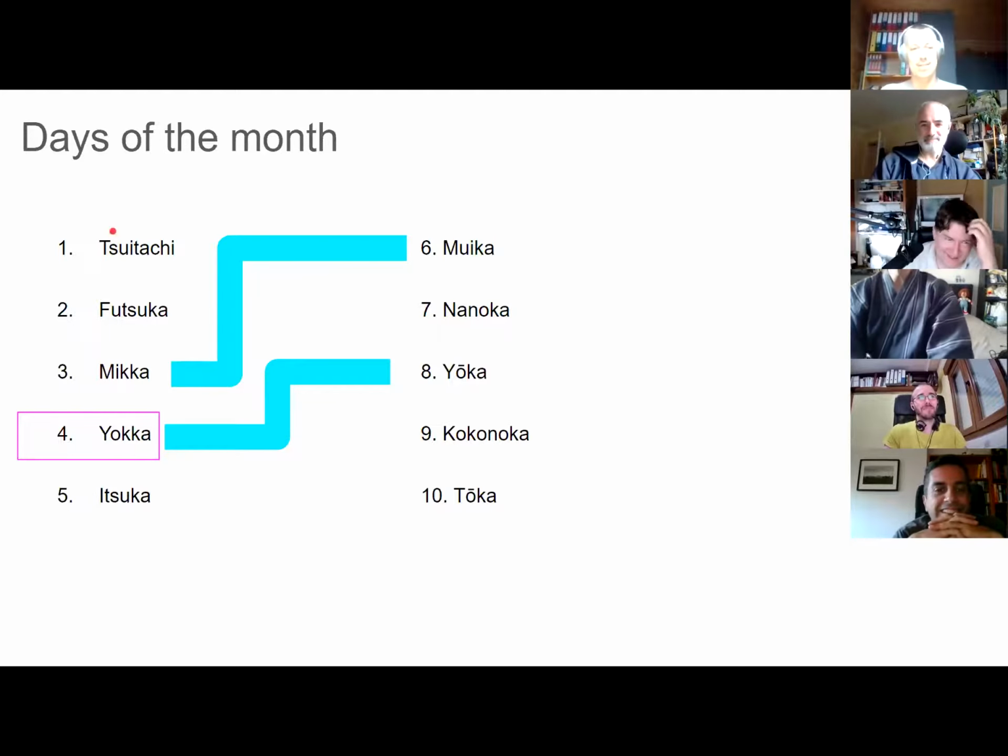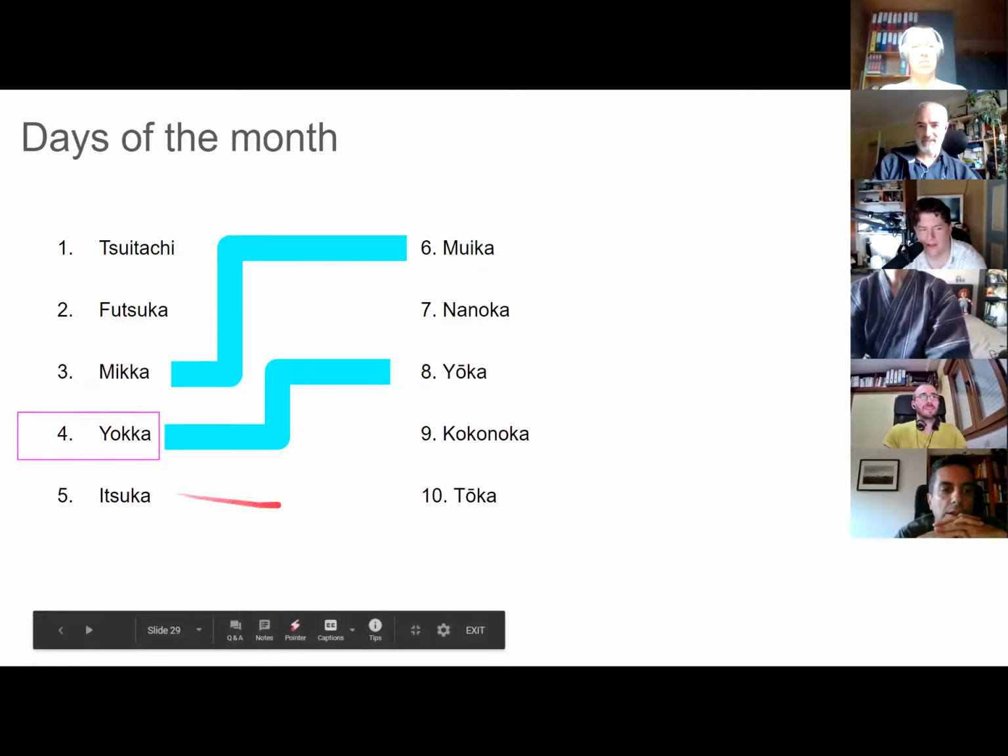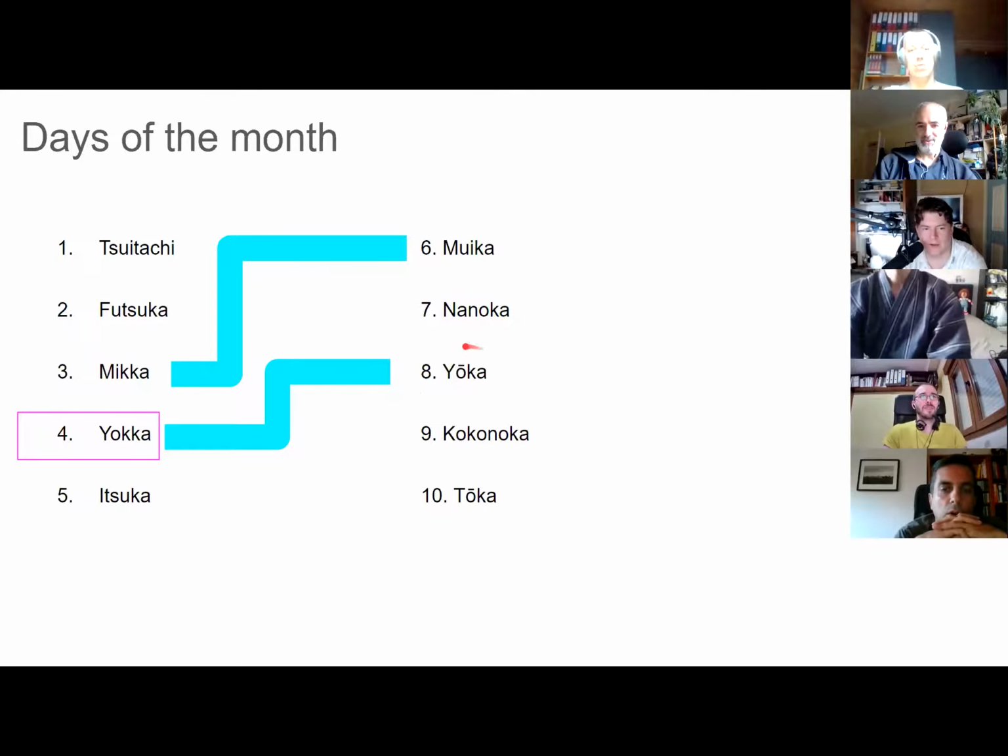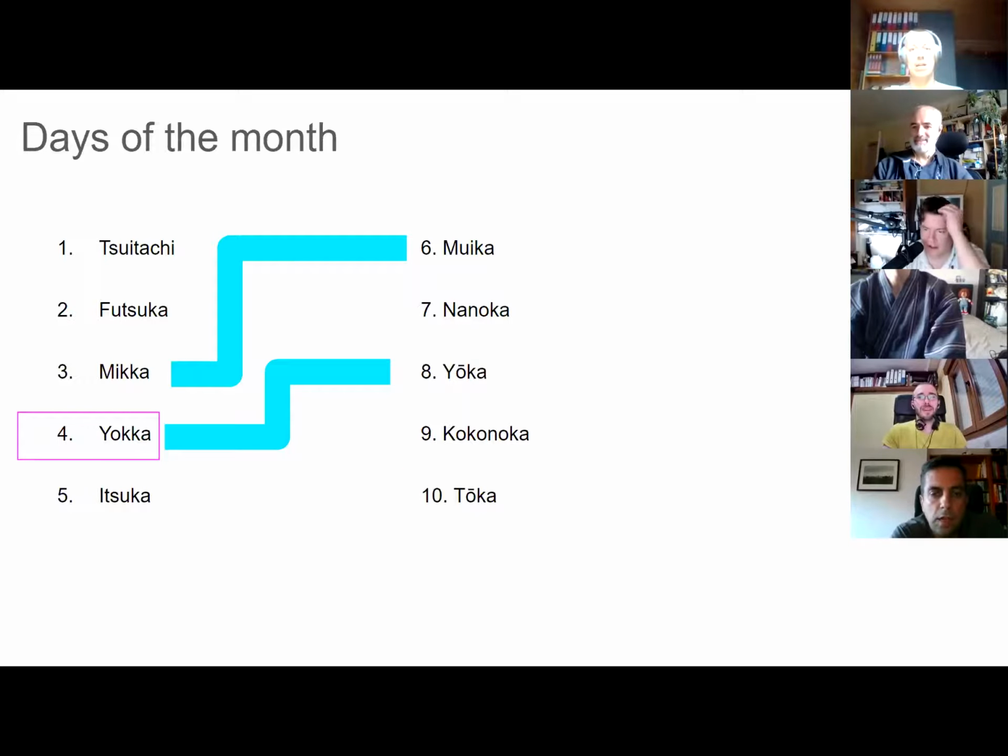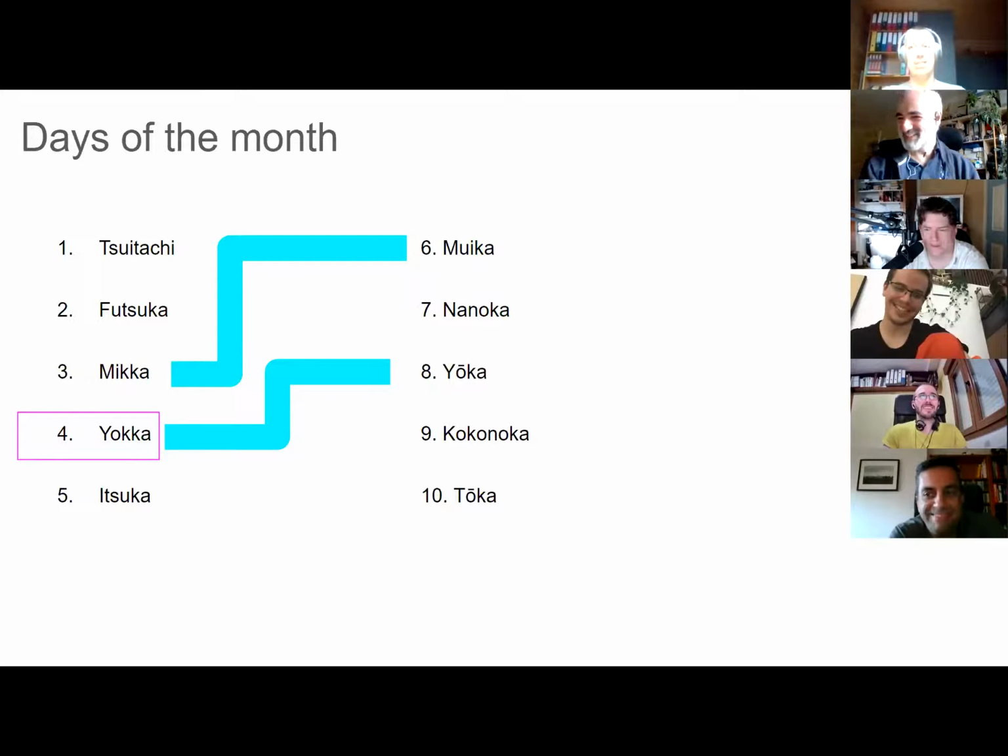Okay, one more time, guys. Ready? 1, 2, 3. Suitachi. Futsuka. Mika. Yoka. Itsuka. Muika. Nanoka. Yoka. Kokonoka. Toka. 14th, juyoka. 20th, hatsuka. And 24th. Hatsuka. Yes. Cool. Good. Okay.